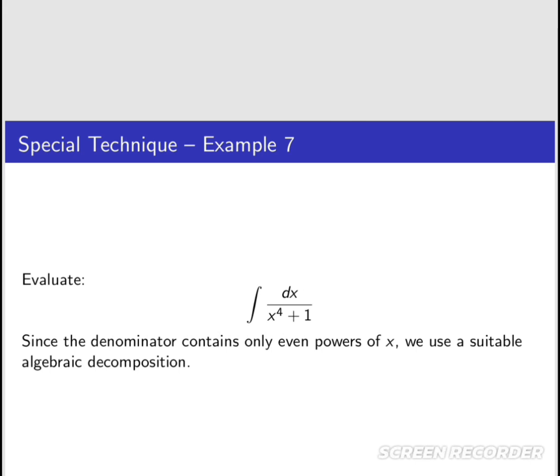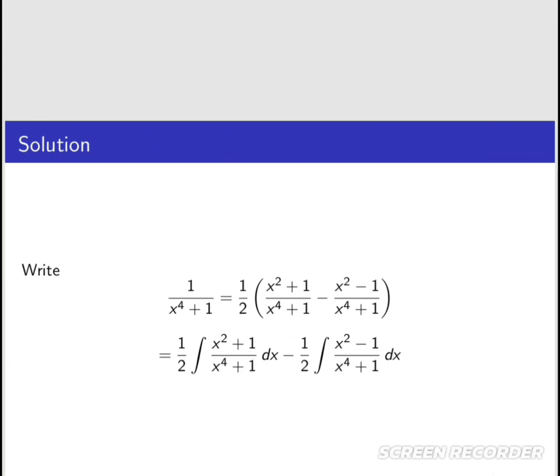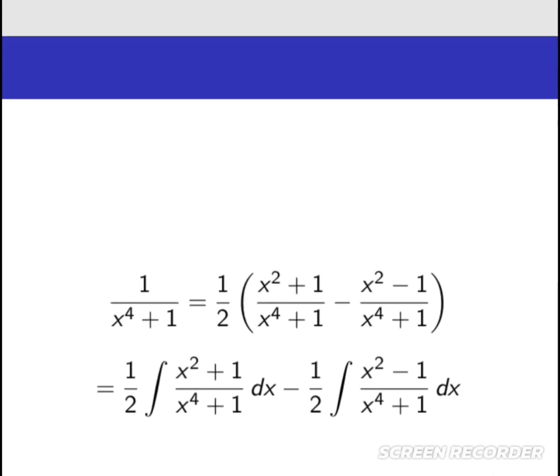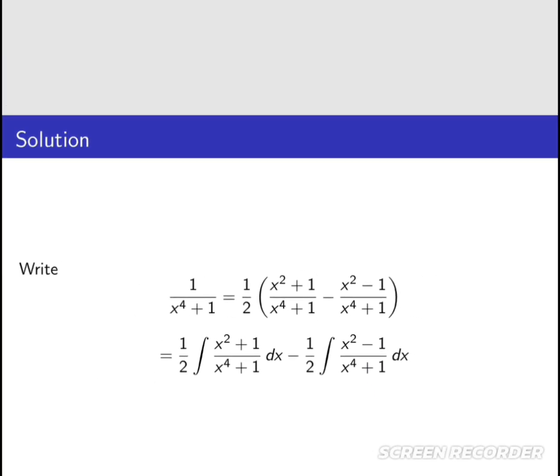So another question is there. Since the denominator contains only even powers of x, we use suitable algebraic decomposition. That means dx by 1 plus x fourth. You just see. If I write 1 by 1 plus x fourth is equal to 1 by 2, like this, (x square plus 1) divided by (x fourth plus 1) minus (x square minus 1) divided by (x fourth plus 1). Okay, if you check here, if you subtract it, the final result will be 1 by x fourth plus 1.